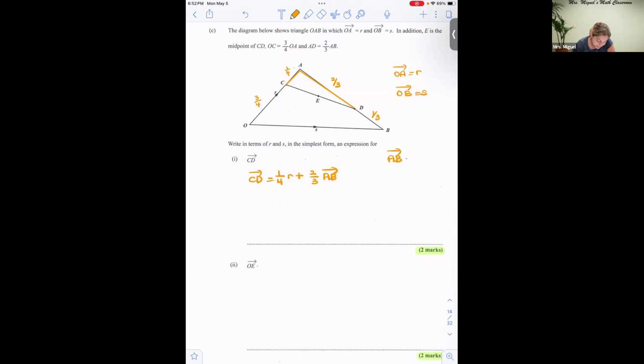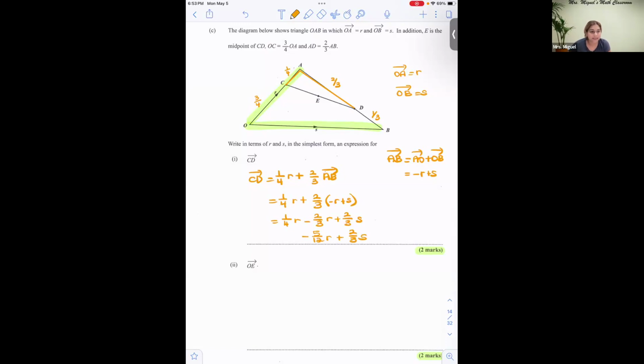So AB is the vector AO plus OB. So AO would be negative R plus S. So a quarter R plus 2/3 by negative R plus S. So a quarter R minus 2/3 R plus 2/3 S. So don't get confused with that, eh? Just know that you can use the calculator and work out the fractions. So this is negative 5/12 R plus 2/3 S. And everything was given there.